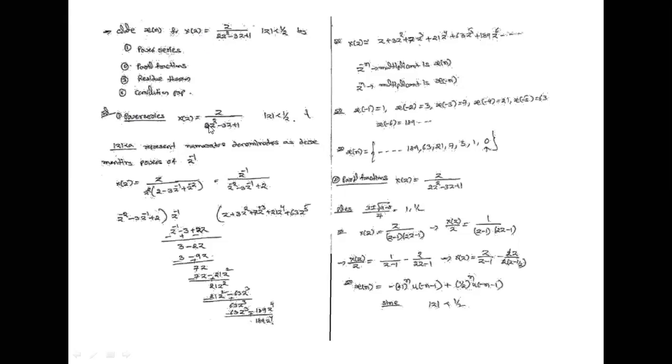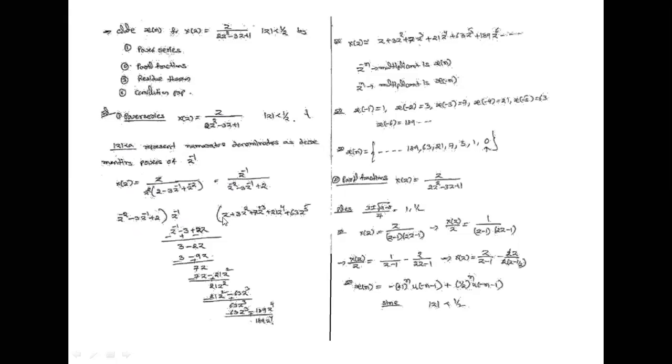So x of z is z by 2z square minus 3z plus 1, with z less than 1 by 2. Less than means represent the numerator and the denominator in the descending powers. So take z power minus 1 divided by z power minus 2 minus 3 z inverse plus 2. When we go for the partial fraction method, we convert it to positive powers, but for the power series method, you have to keep it in the negative powers of z only. In the descending order, z power minus 2 and z power minus 1 are there.